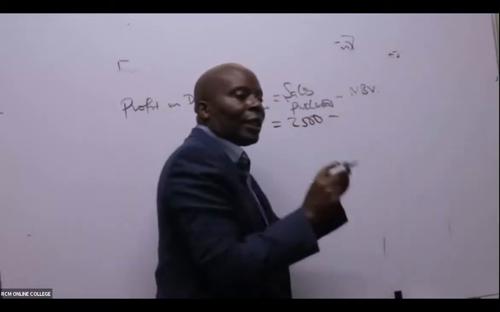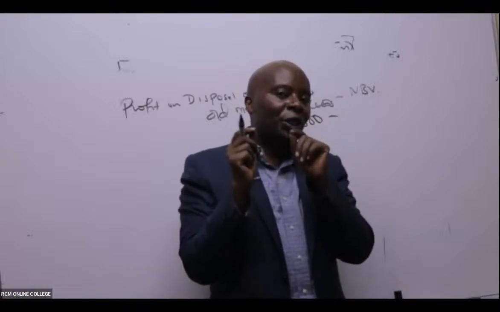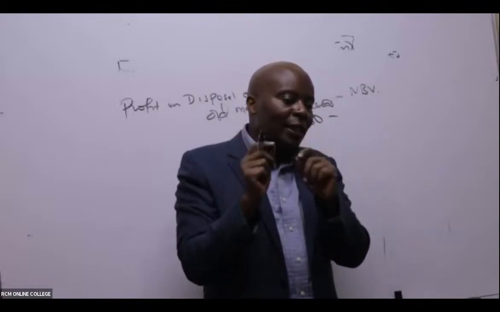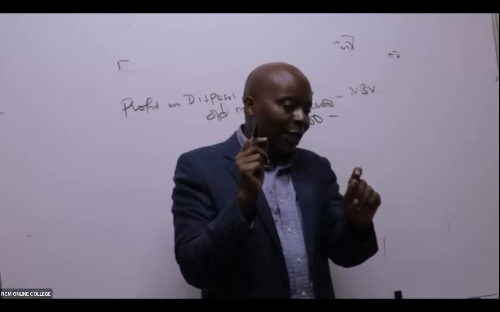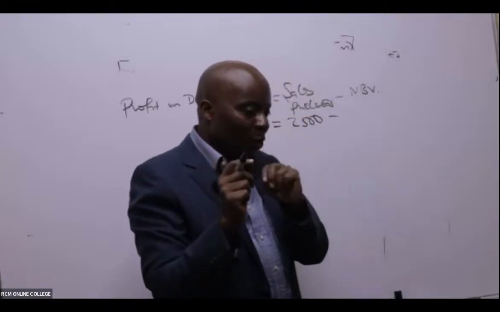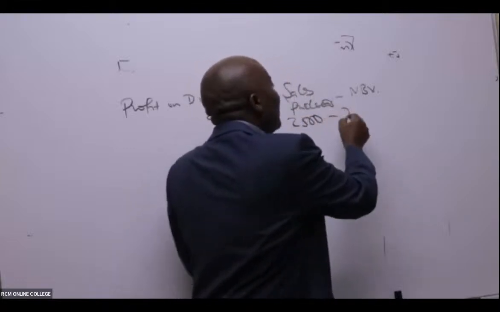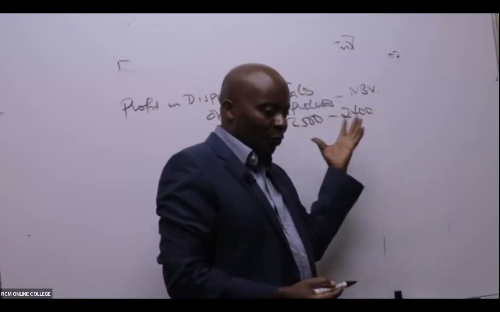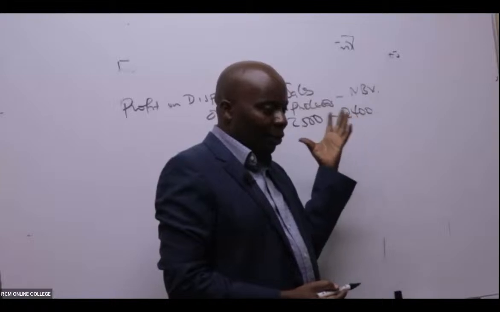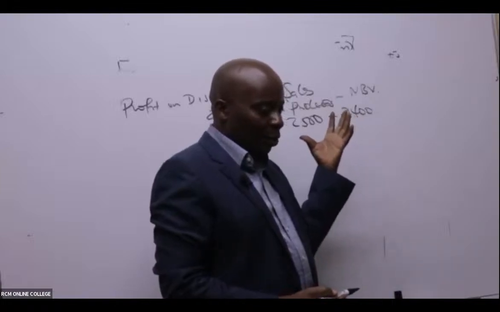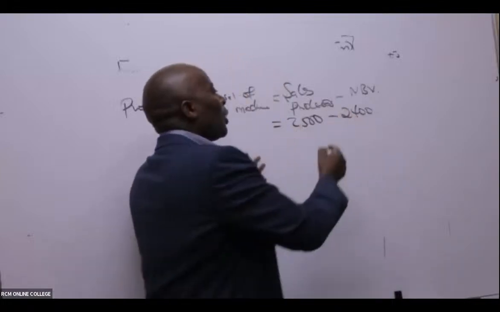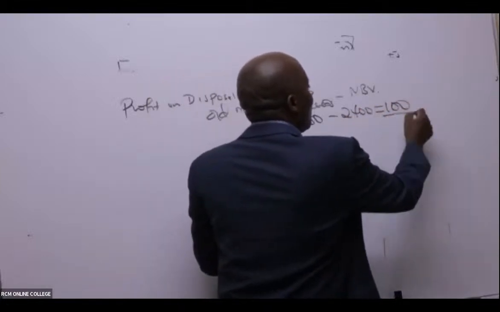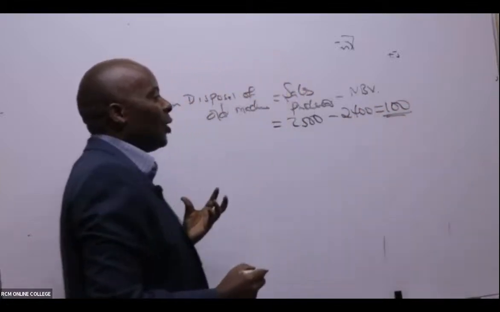So then minus the net book value. Remember, we calculated the net book value of the old machine, before I answer Wayne. It was 2,400. Are they able to see this net book value of the old machine? 2,400. Thank you very much. So then this will end up giving me 100.